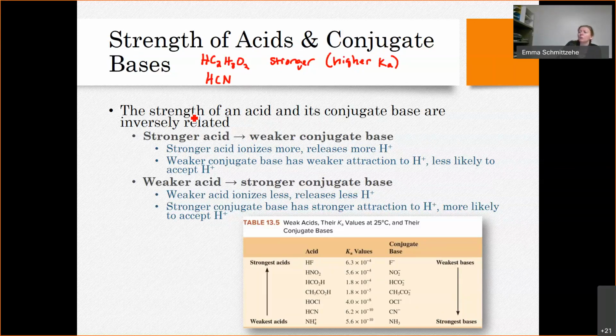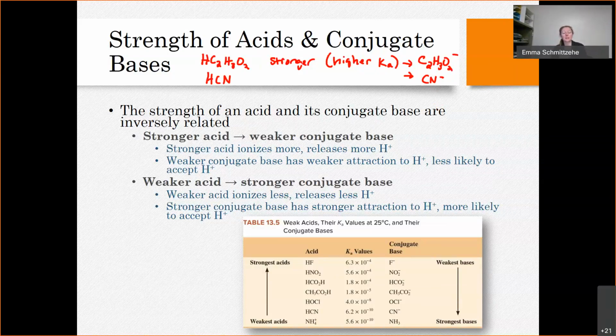And so if we wanted to talk about their conjugates, then the conjugate of this one is C2H3O2 minus. It's acetate ion, right? Whereas the conjugate of HCN is CN minus. That's when it loses an H plus. And so both of those things are actually bases. They're conjugate bases of those particular acids, and the strength of them is going to be reverse of what the acids is.